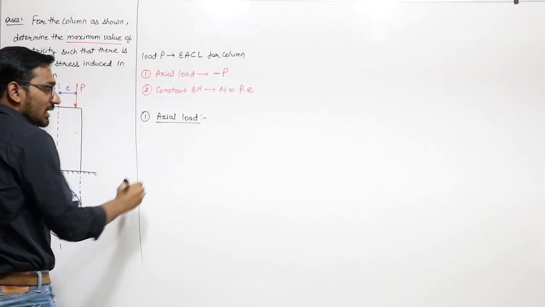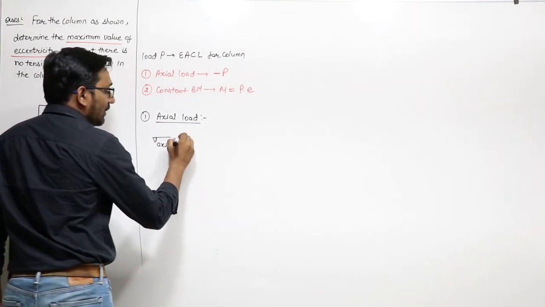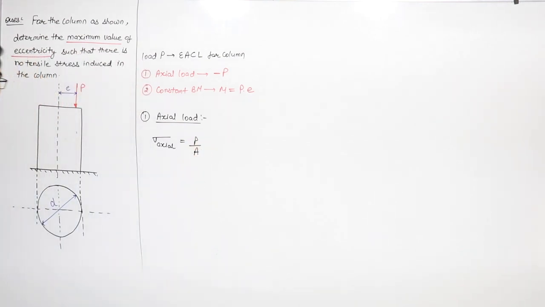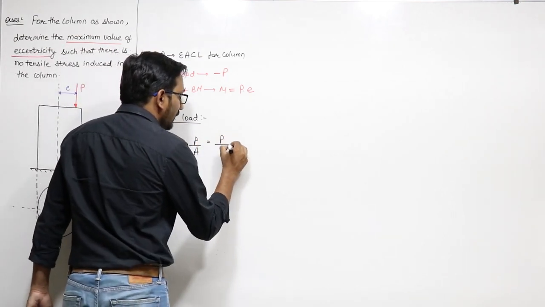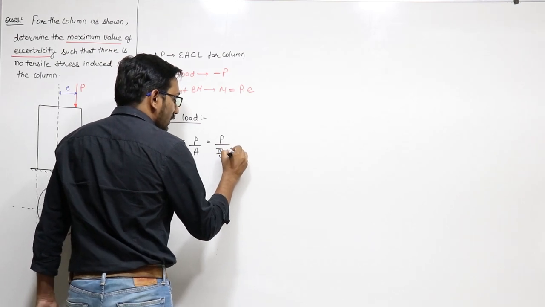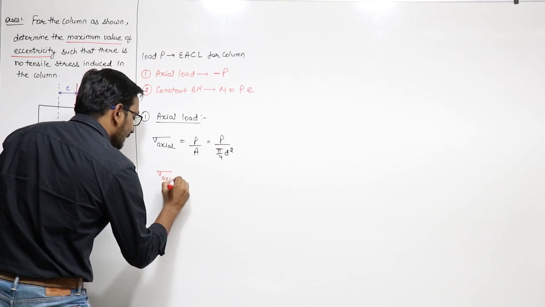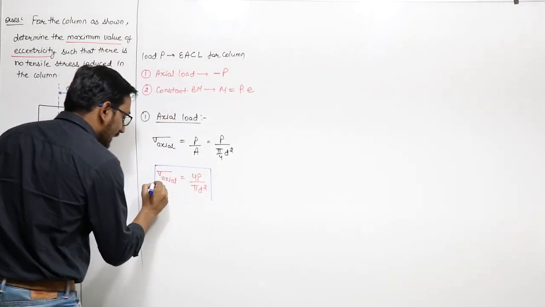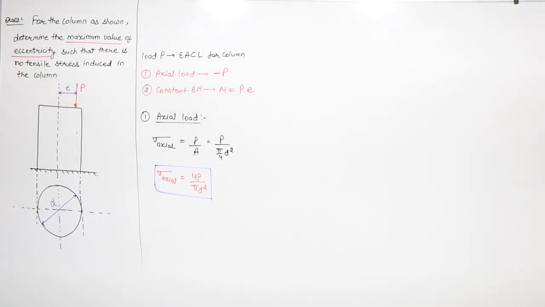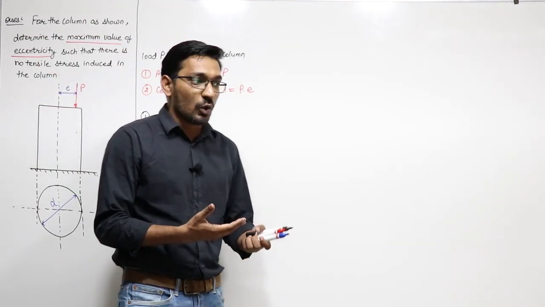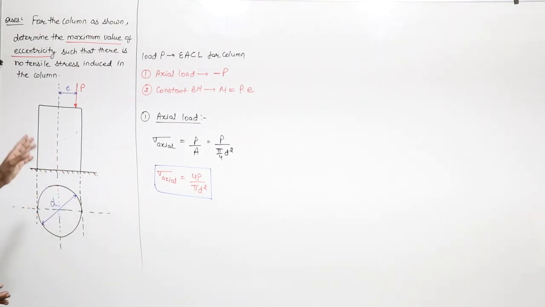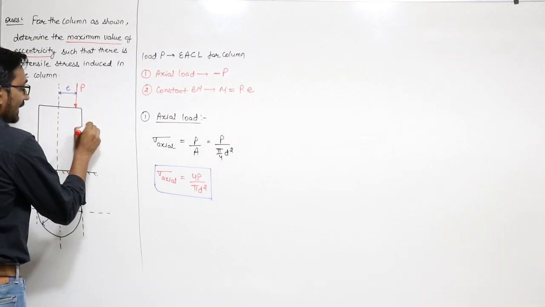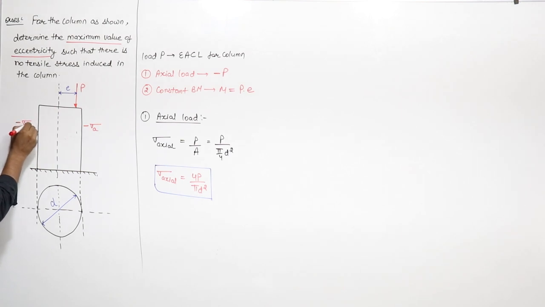Because of this axial load, one axial stress is developed. The value of this will be P upon A, load upon area, and the area of cross section is pi by 4 d square. So axial stress is 4P upon pi d square. We can say this is a compressive stress because it is a compressive load. Because of axial stress, on the right hand side fiber and on the left hand side fiber, the axial stress will be the same. So it is minus sigma a, and here also it is minus sigma a, minus because it is compressive in nature. This is for axial load.